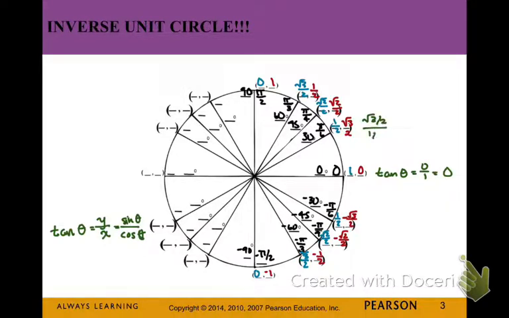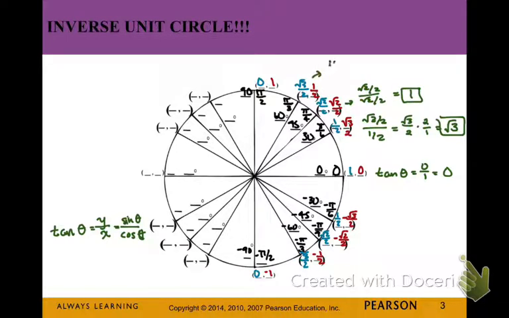Tangent of pi over 6, positive, is going to be that square root 3 over 2 divided by 1/2. But remember, dividing by a fraction is the same thing as multiplying by the reciprocal. So that's going to give me square root 3 over 2 times 2 over 1, which simplifies to a positive square root 3. I can do the same thing for our pi over 4 angle. And when we take square root 2 over 2 divided by square root 2 over 2, well, that's just going to give us a positive 1.